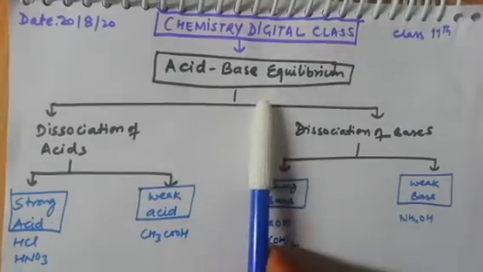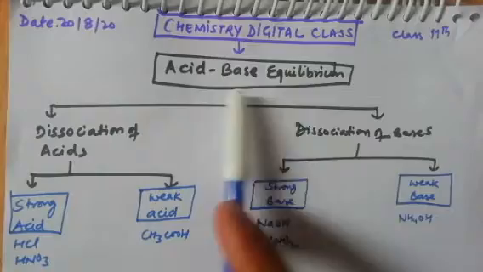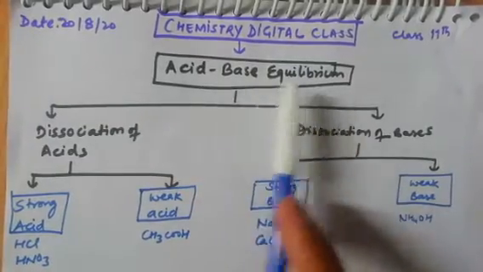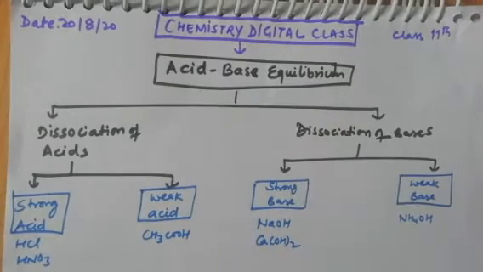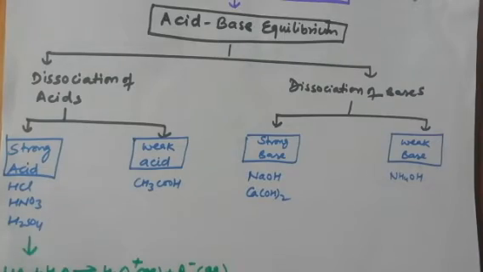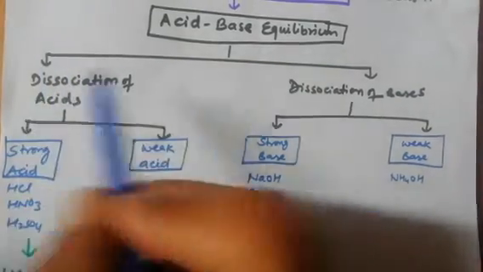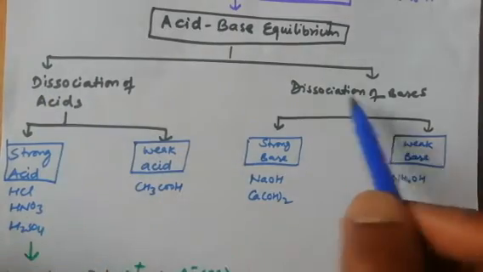The acid-base equilibrium is what? When acid reacts with base, and it reaches a state where the rate of forward reaction is equal to the rate of backward reaction, that is called equilibrium. So acid-base equilibrium occurs when there are two types of dissociation: dissociation of acids and dissociation of base.